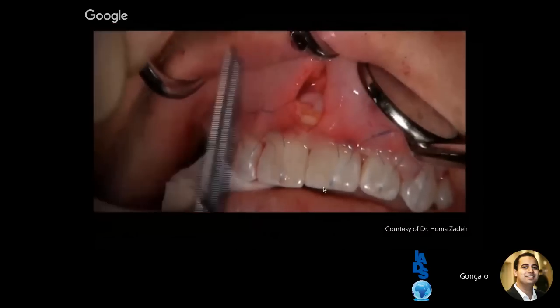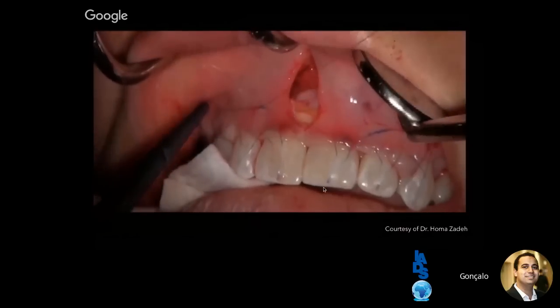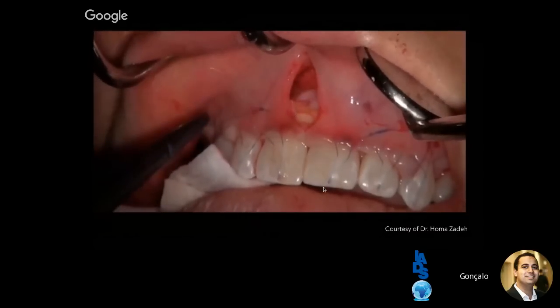So as you see, one of the advantages of this technique, I would say it's one of the greatest advantages, is that you can do full mouth root coverage in just 1 surgical procedure. And we do that very often.